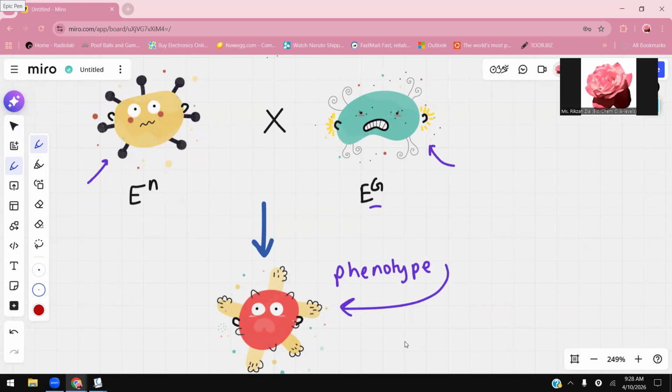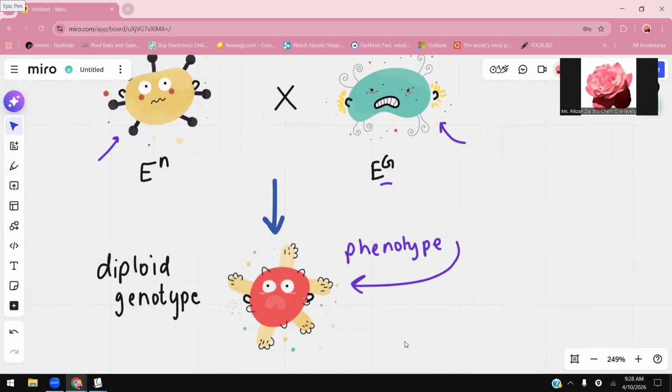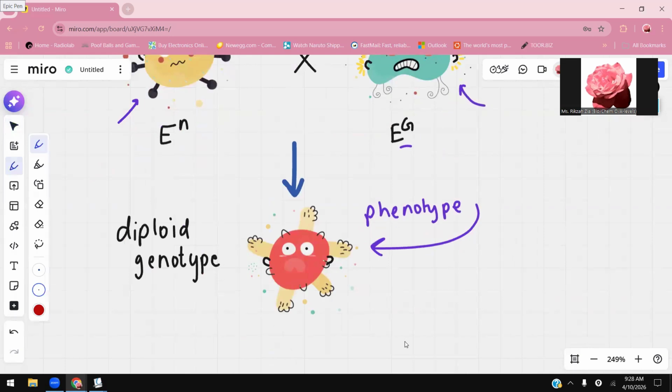Now, if we look at the diploid genotype of the offspring, obviously, this baby bacteria is going to have both of these alleles. So he's going to have EN and he's also going to have EG. One inherited from the mother, the other inherited from the father.